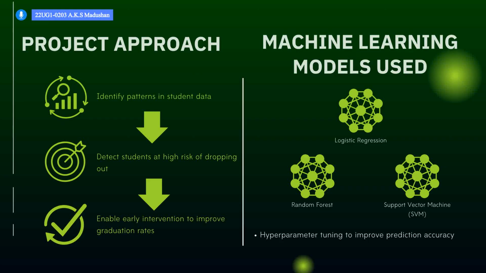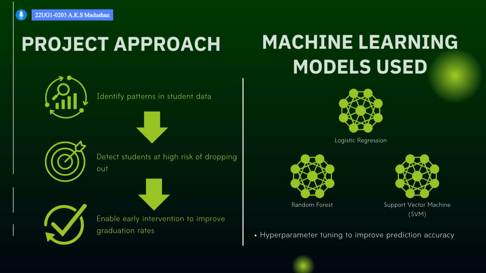In our project, we have analyzed student data to find patterns that indicate a higher chance of dropout. By examining various factors such as academic performance, family background, and economic condition, we aim to predict which students may struggle to complete their degrees. Our prediction could then help universities intervene early and support students in need, improving graduation rates.